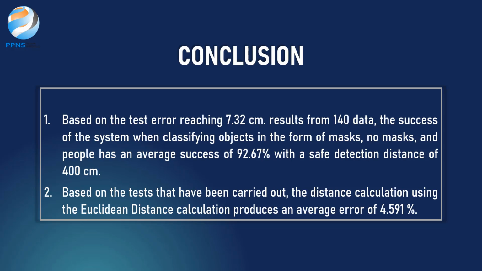For the conclusion of this research, first, based on the tests, with an error reaching 7.32 centimeters, from the 140 data, the system's success in classifying objects in the form of mask, no mask, and people has an average success of 92.67% with a safe detection distance of 400 centimeters. And second, based on the tests that have been carried out, the distance calculation using Euclidean distance produces an average error of 4.591%.